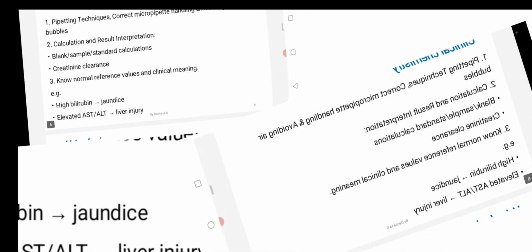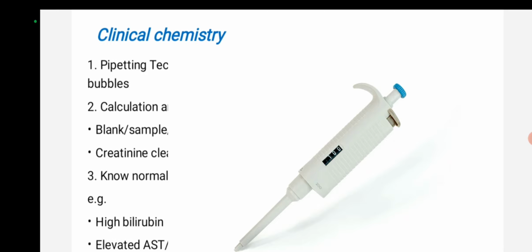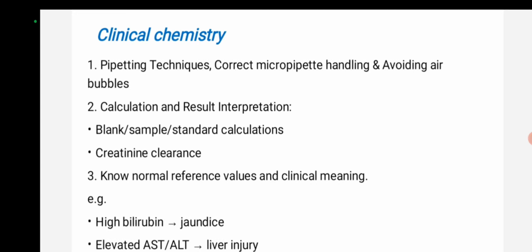The next is lastly the clinical chemistry and urinalysis. So under clinical chemistry, the first common question is the pipetting techniques. Okay, we may be given a pipette, and the evaluator will observe our handling and how effective we are in avoiding air bubbles. So we have to know, and also reverse pipetting and forward pipetting. So we may be given some pipette, and the evaluator may ask us to do a forward pipetting and also a reverse pipetting.